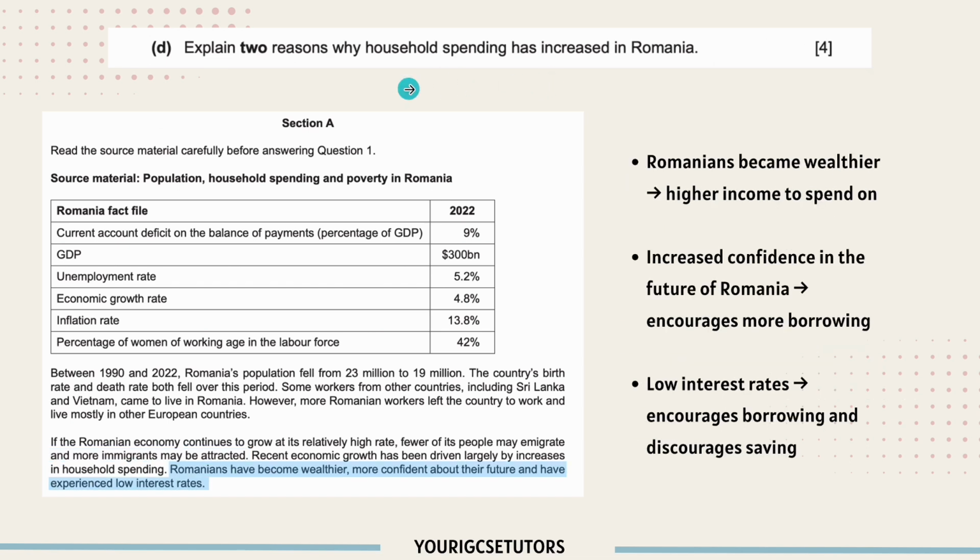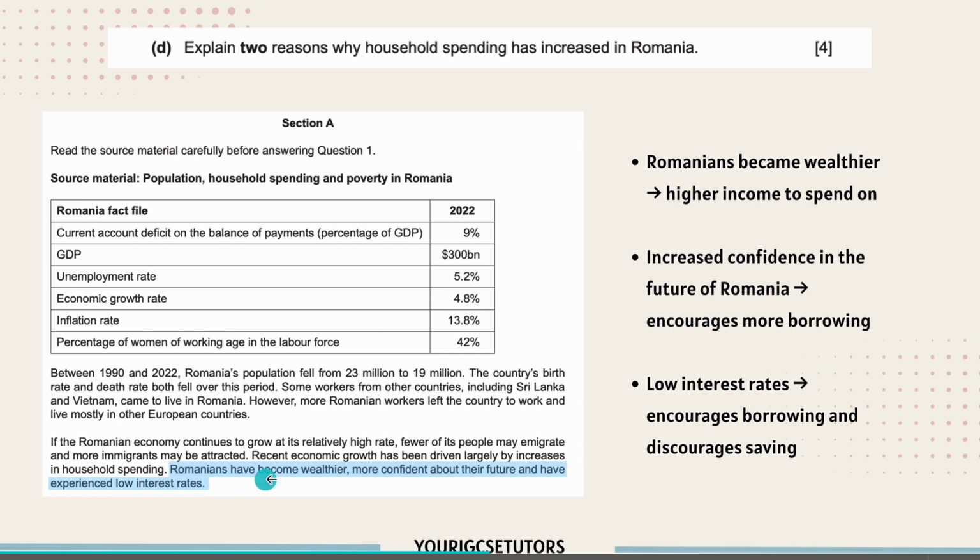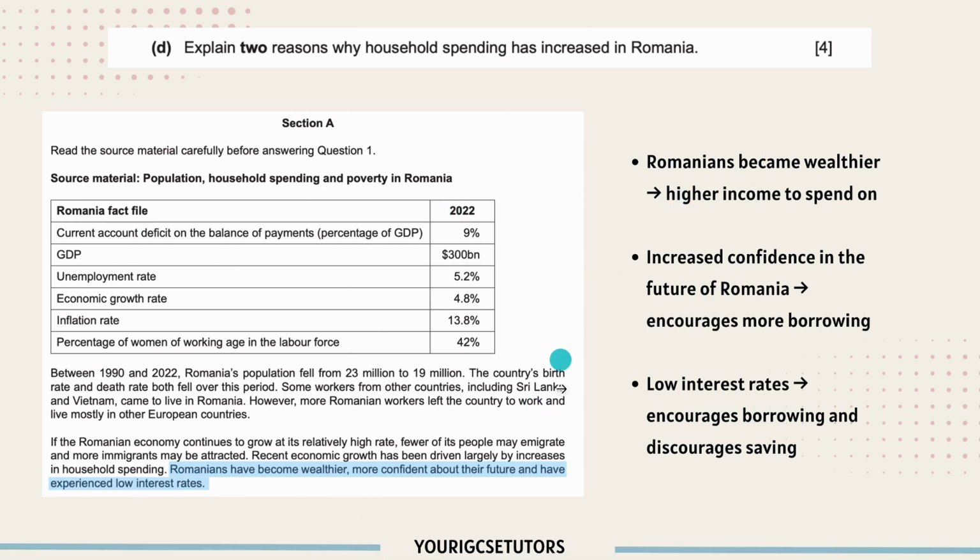Okay, part D. Explain two reasons why household spending has increased in Romania. In the next sentence, it says that Romanians have become wealthier, more confident about their future, and have experienced low interest rates. So there are three reasons that they gave, and you can just pick two of them, but I'll just explain all three.